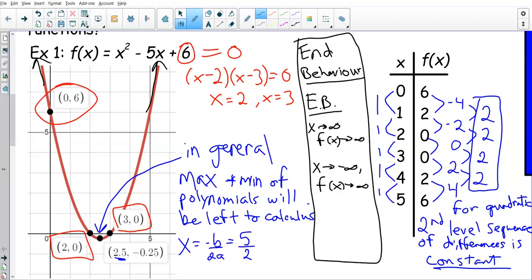If I had a negative sign, so I had a reflection in the x-axis, right? I had a negative sign in front of the coefficient of my x squared term. We know that quadratic would open downwards, and then in that case, that function would approach negative infinity as it goes.